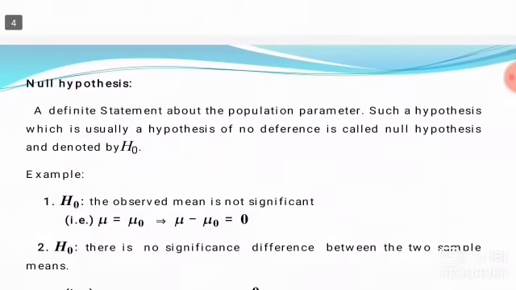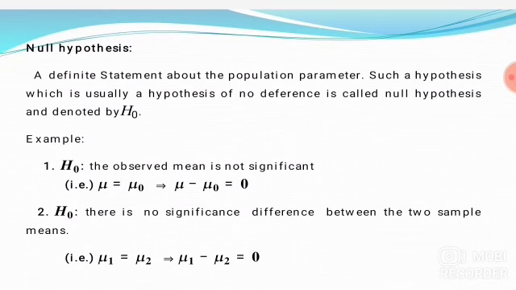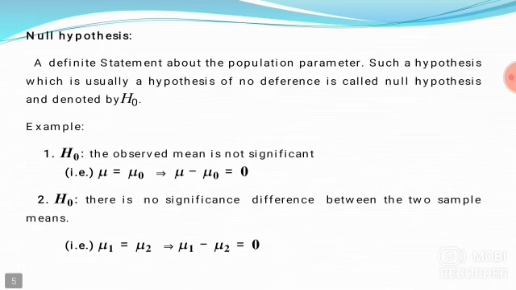Now, null hypothesis. What is a null hypothesis? A definite statement about the population parameter. Such a hypothesis, which is usually a hypothesis of no difference, is called a null hypothesis, and it is denoted by H0.